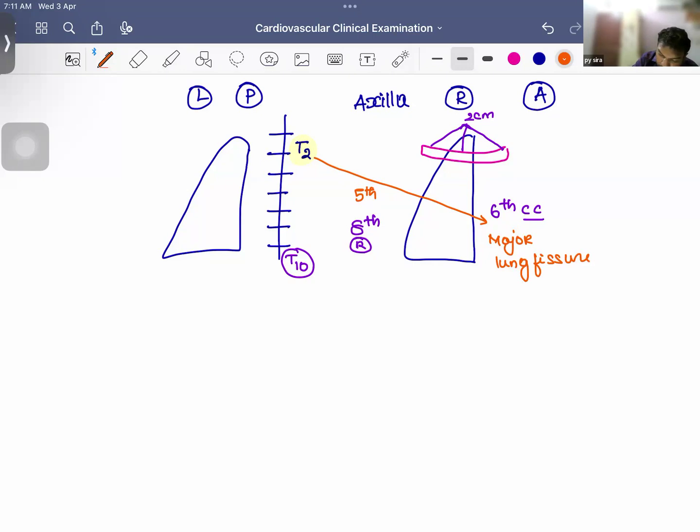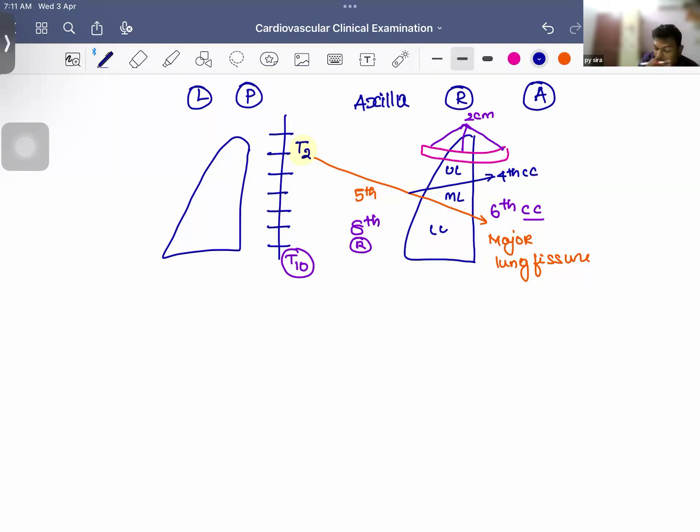Then you are going to draw a line which is going to start from the fourth costal cartilage. It is going to go and meet the major interlobar fissure at the level of the axilla. So this is going to be the upper lobe, this is going to be the middle lobe, this is going to be the lower lobe. These are the three lobes, which are very, very important.